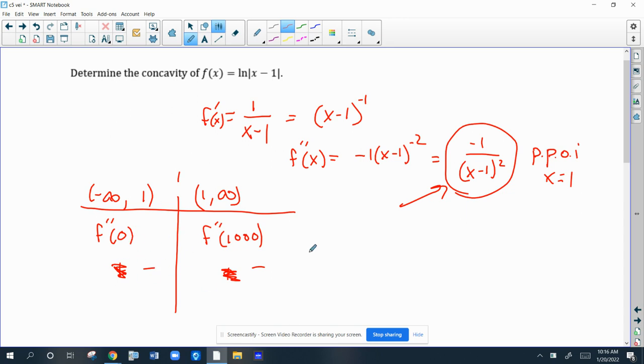But anyhow, when I plugged 0 in, I got a negative over a positive, which is negative. And when I plugged 1,000 in, I got a negative over a positive, which is negative. And then, as I was saying, the second derivative is always negative. It has to be. Now, it doesn't exist at 1. We already discussed that. So you would say this graph is concave down on the interval negative infinity to 1, and then again from 1 to infinity. You don't include 1 just because it's not there.